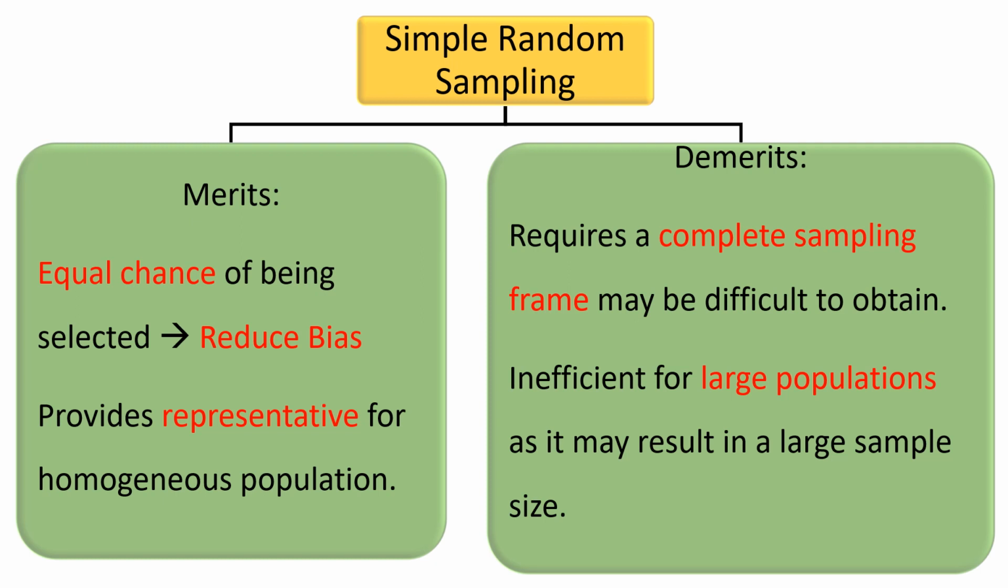Moving to the demerits, it requires a complete and updated sampling frame. This may sometimes be difficult to obtain. Sometimes the sampling frame may be outdated, or it may contain repeated data or lack some samples. So it is very difficult to get a complete sampling frame. The other demerit is that it is inefficient for larger populations. In a larger population, we most probably require a larger sample size, so it becomes inefficient, or it requires a large amount of resources to collect those large samples.